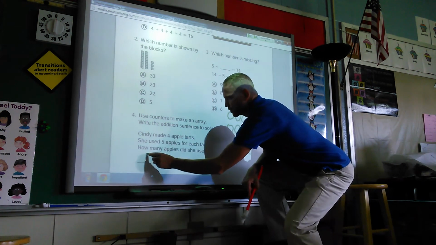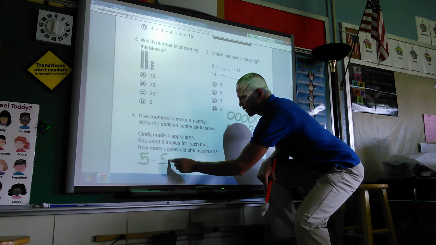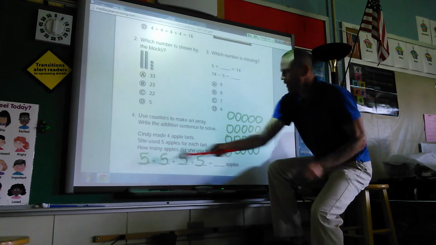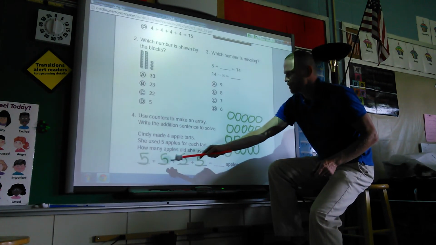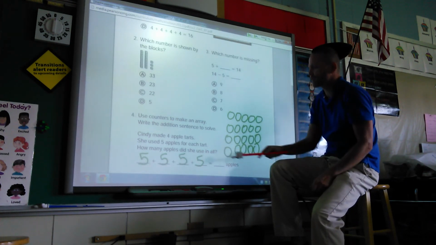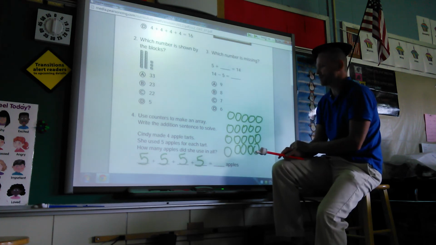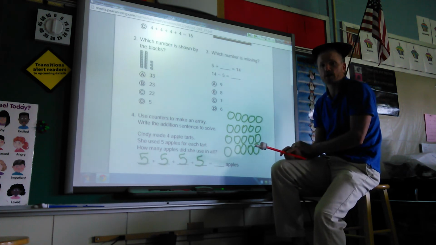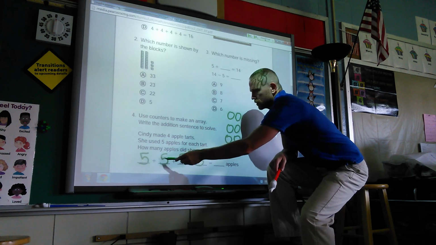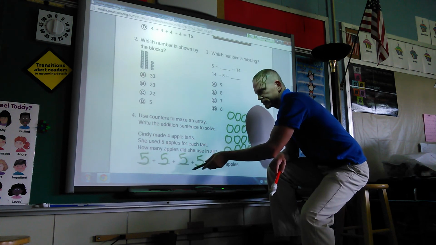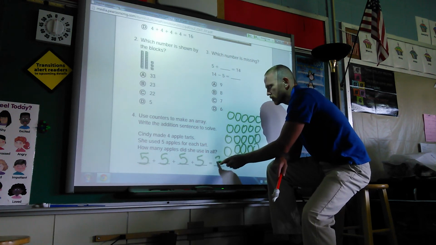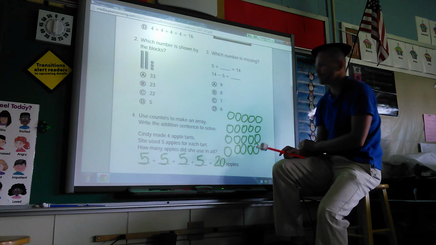Then your child should come down here and put a 5 here, a 5 here, a 5 here, and a 5 here. This 5 is for these 5 apples. This 5 is for these 5 apples. This 5 is for these 5 apples. And this 5 is for these 5 apples. Okay, now they can add using repeated addition. So they would simply count by 5s. 5, 10, 15, 20. So there are going to be 20 apples in all.